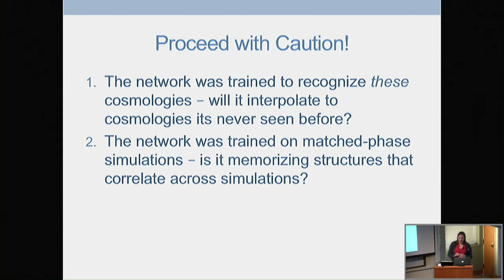Number one, the network was trained to recognize these particular cosmologies. I just showed you results from my validation set. So will it interpolate to cosmologies it's never seen before, or has it somehow memorized a set of possible answers? Number two, this is a place where we really have to proceed with caution. The network was trained on matched phase simulations. And so is it just memorizing structure that correlates across those sims?